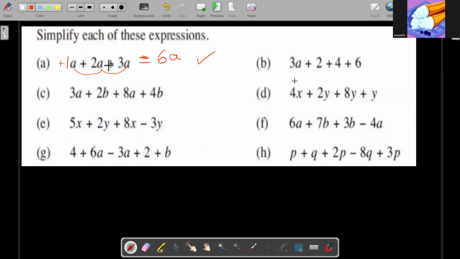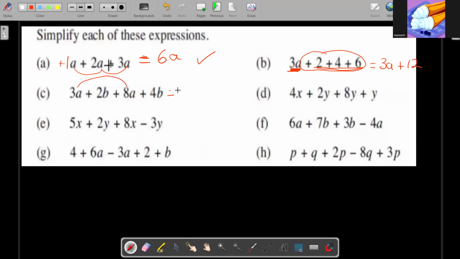Next one here, right? We have 3A plus 2 plus 4 plus 6. Again, it has nothing to simplify with the 3A. However, we can add all these numbers together. And the answer here is simply 3A plus 12. 6 add 4 is 10 plus 2 is 12. 3A plus 12.